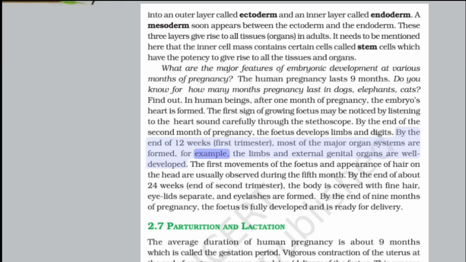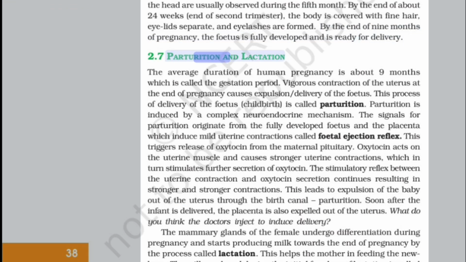For example, the limbs and external genital organs are well developed. The first movements of the fetus and appearance of hair on the head are usually observed during the 5th month. By the end of about 24 weeks, end of 2nd trimester, the body is covered with fine hair, eyelids separate, and eyelashes are formed. By the end of 9 months of pregnancy, the fetus is fully developed and is ready for delivery, parturition, and lactation.